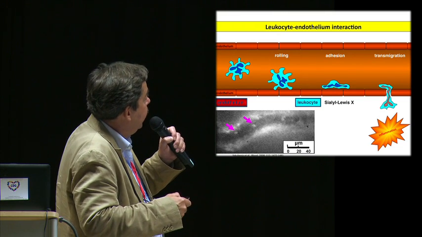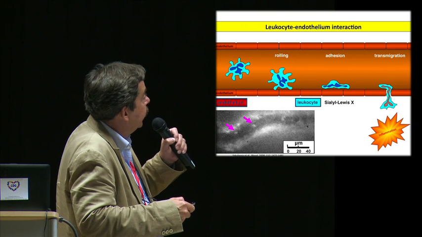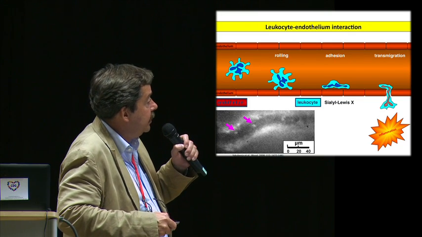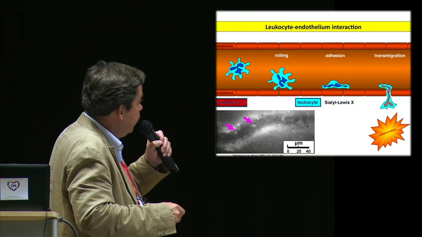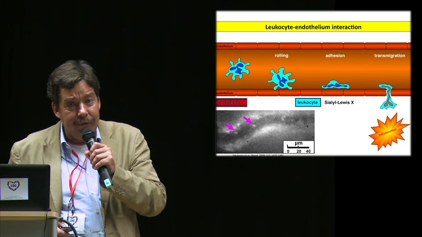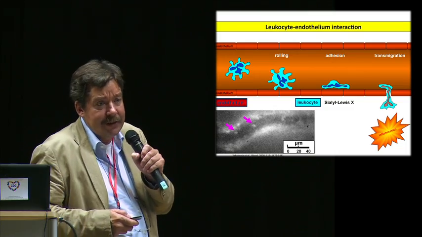They are very important. This rolling is very important for adhesion, transmigration, and a reaction against inflammation. And in case of patients, this doesn't happen anymore. So these patients are very severely affected by diseases.